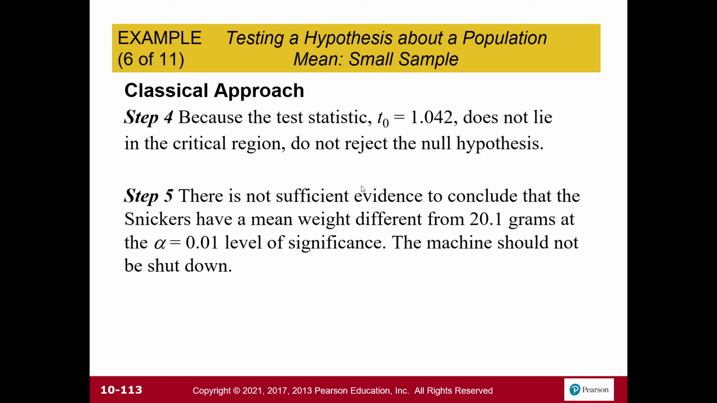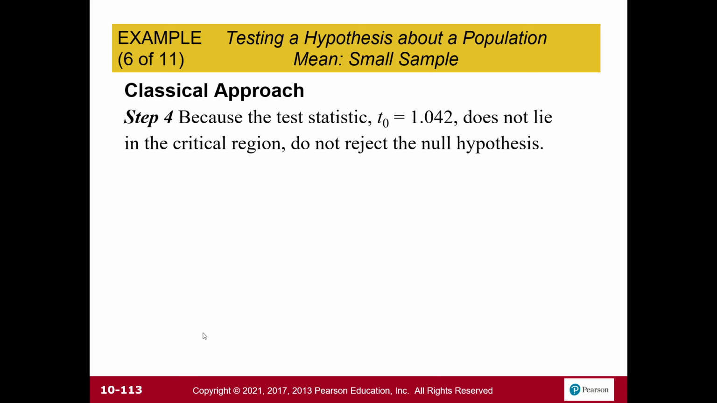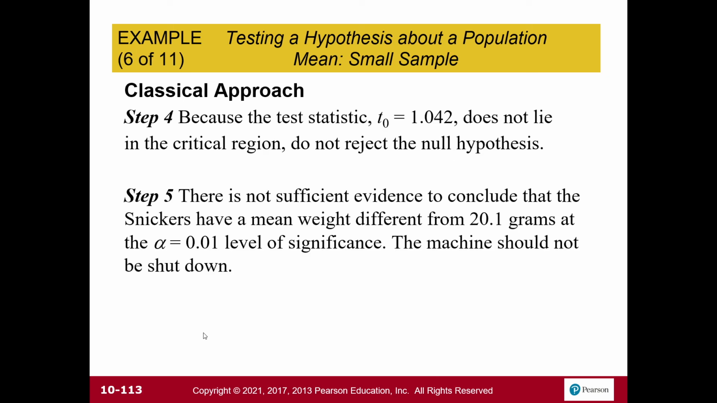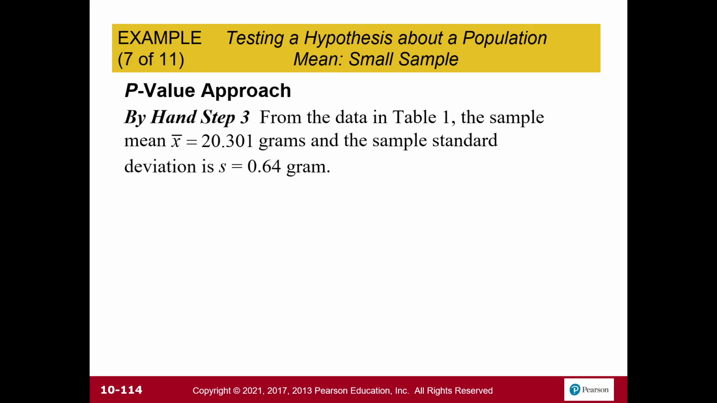And it's because T naught, the 1.04, did not fall in that region. So we're not comparing the p-value this time. We're just basically comparing T naught. T naught needs to be in this region in order for us to reject. And it was not. So we will say that there is not sufficient evidence to conclude that the Snickers have a mean weight different from 20.1. The machine should not be shut down. Keep in mind, it still may not be, but we just don't have enough evidence at this time.